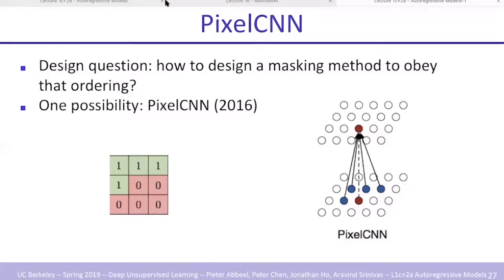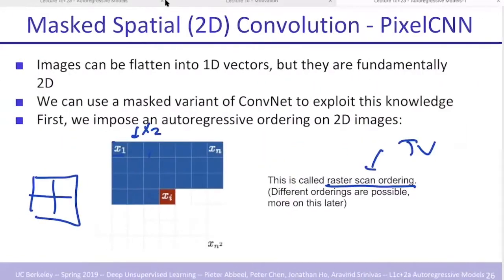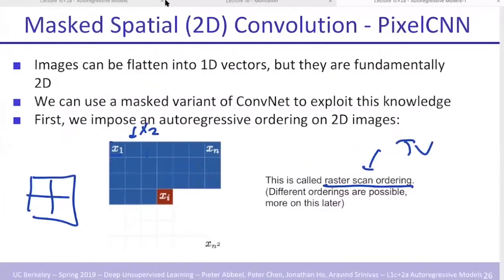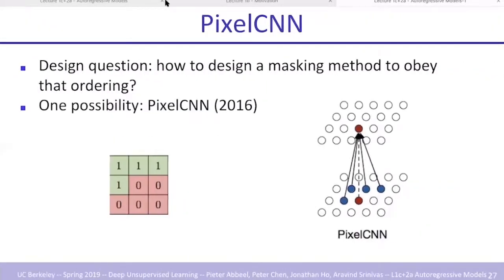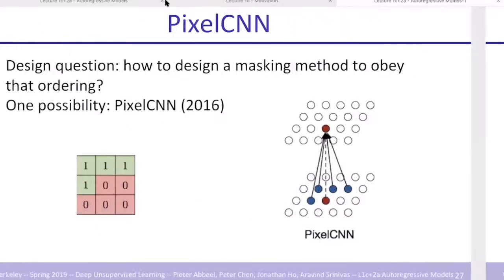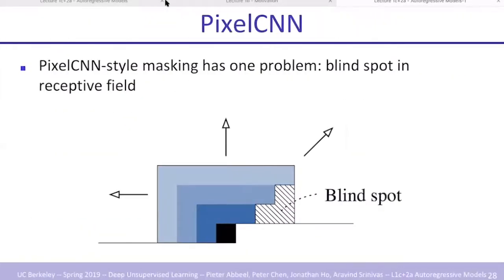Then you use this masking in your convolution to make it obey this autoregressive ordering, so it doesn't look into the future again. But as a result of this masking, you lose some information. You create this kind of blind spot.